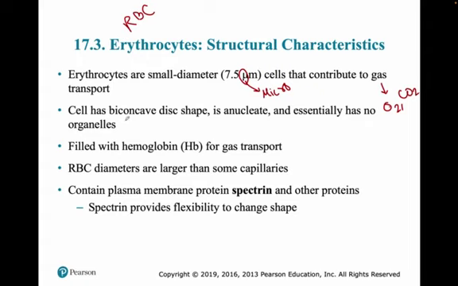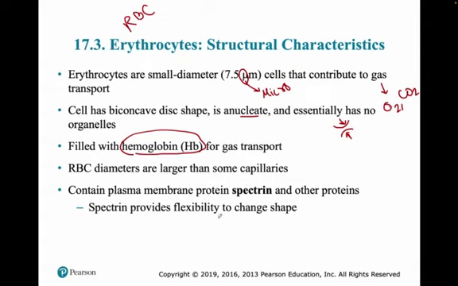Now, this particular cell has a biconcave disc shape, meaning cave number 1 and cave number 2, it looks like this, okay? It is anucleate, meaning there is no nucleus and there are no organelles either. All it has is basically filled with a molecule called hemoglobin that is required for gas transport, because that's the only job red blood cells mainly do. We have some blood vessels which are even smaller than an RBC, so RBC is slightly bigger than that. When we talk about blood vessels, we'll talk about them.